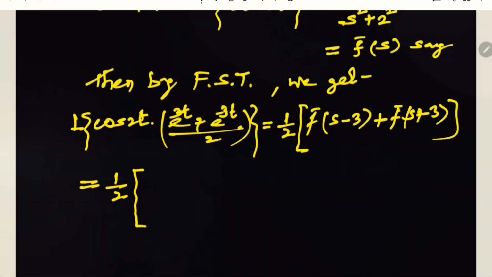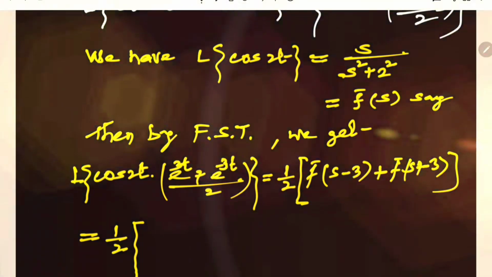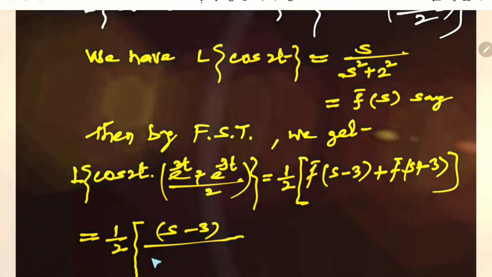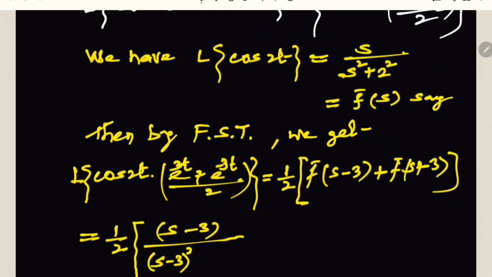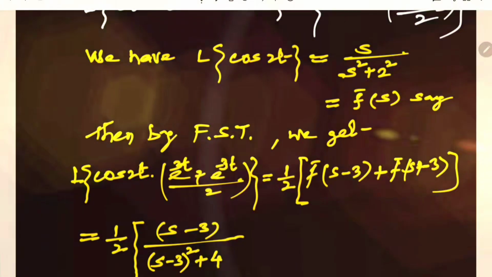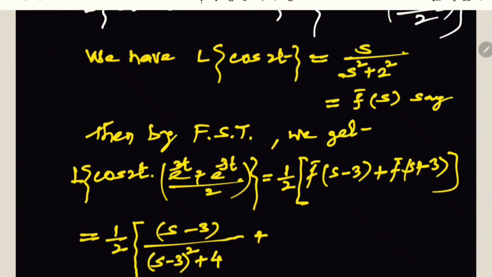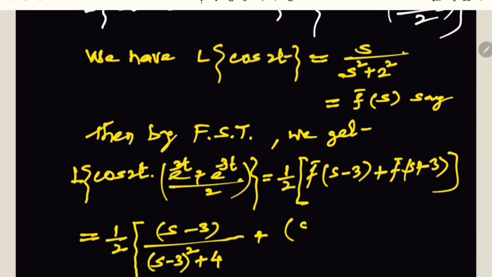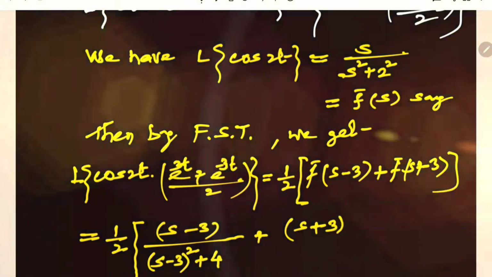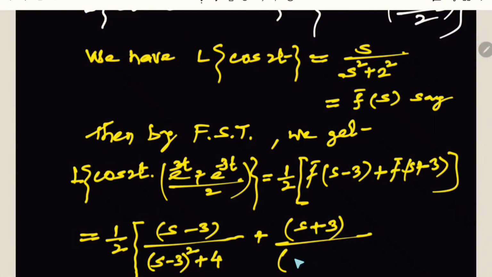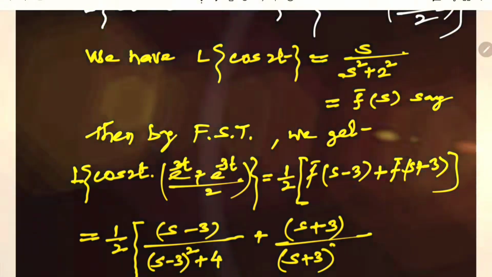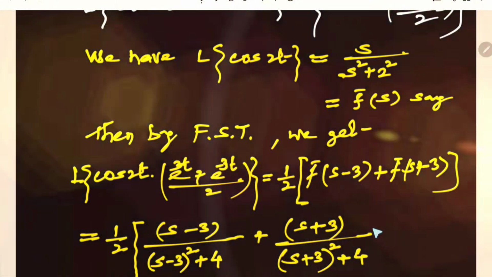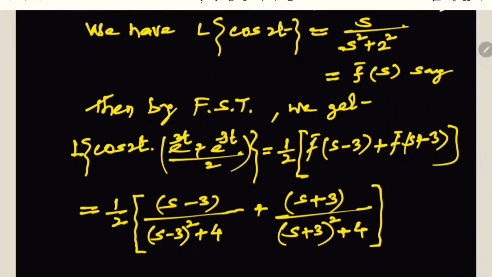Therefore we get 1 by 2 as it is, no change. S upon s square plus 2 square, in that we replace s by s minus 3. We get s minus 3 divided by s minus 3 whole square plus 4, and plus in second, s replaced by s plus 3, divided by s plus 3 whole square plus 2 square, means 4. A required Laplace transform.